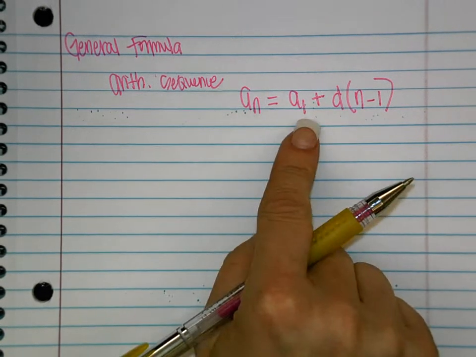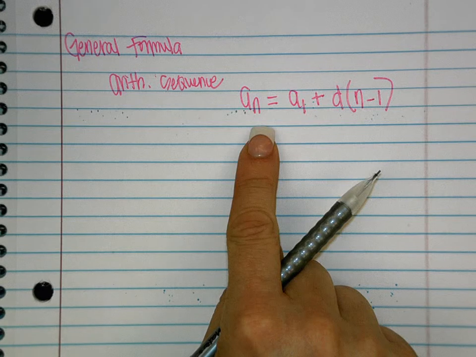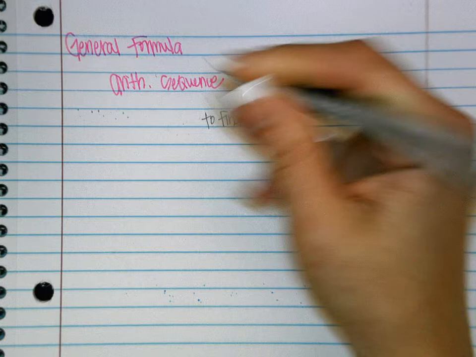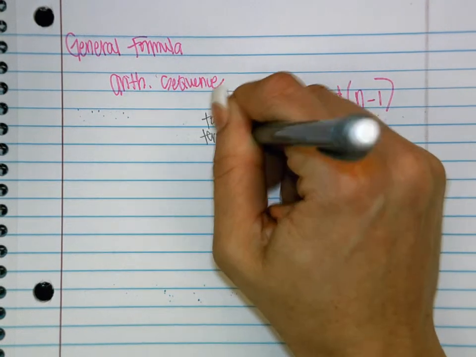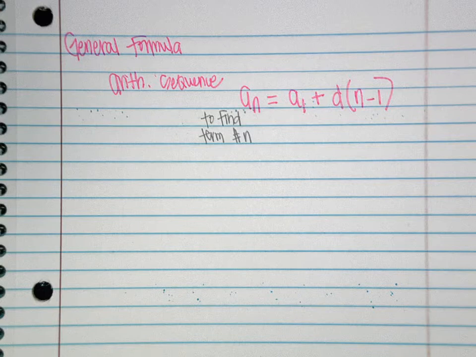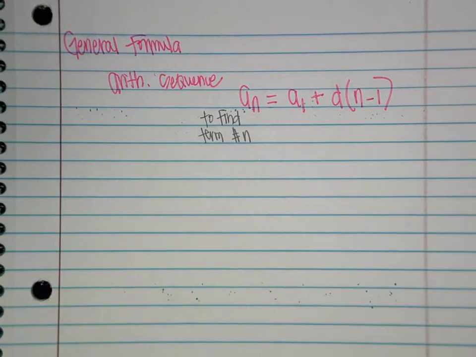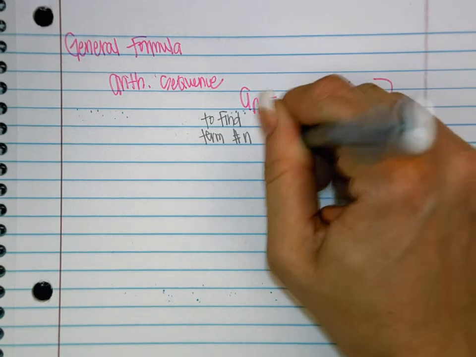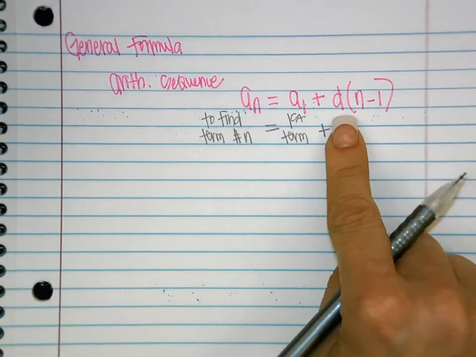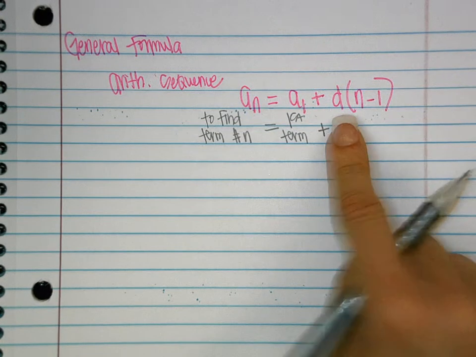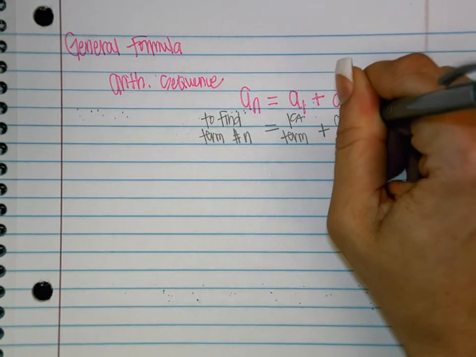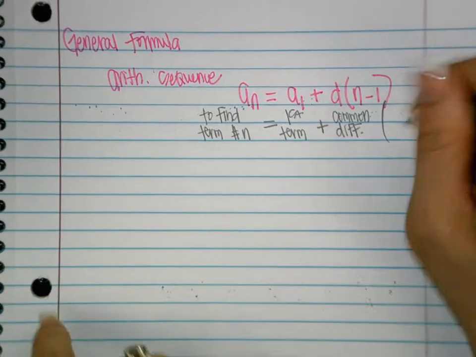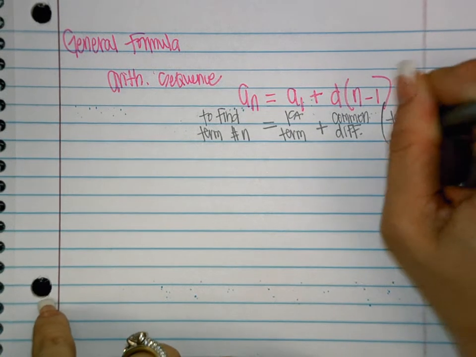A sub n equals A1 plus D times n minus 1. A sub n, basically what this means is to find term number n. So it could be any number. Could be to find term number 4, to find term number 20, okay? What you do is you're going to plug in, A1 is always the first term, plus, what does D stand for? Difference. Common difference. Multiplied by, n stands for the term number, minus 1.